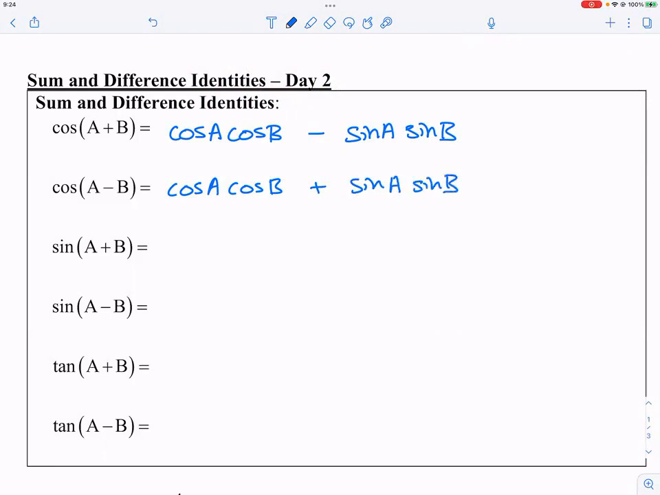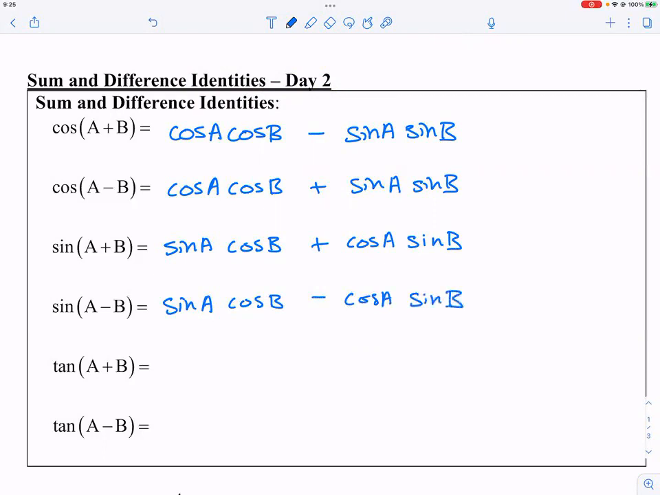Sine A plus B is sine A cosine B, but the sign would be the same, right? And then you have cosine A sine B. The next one is very similar, except that you have a subtraction instead.